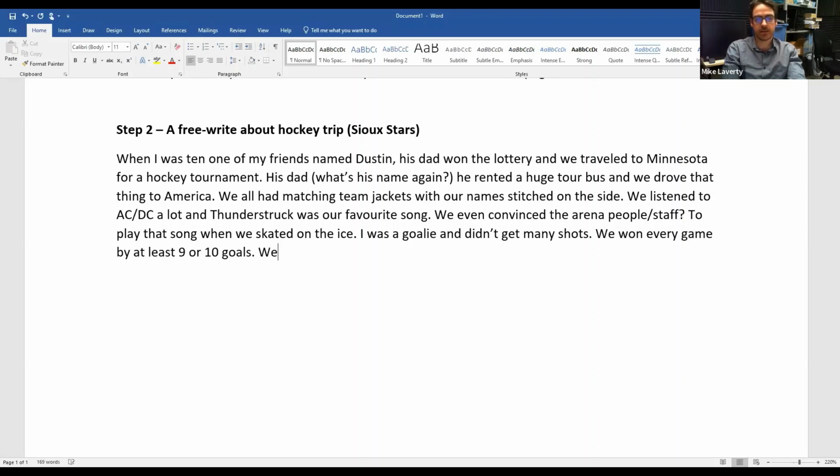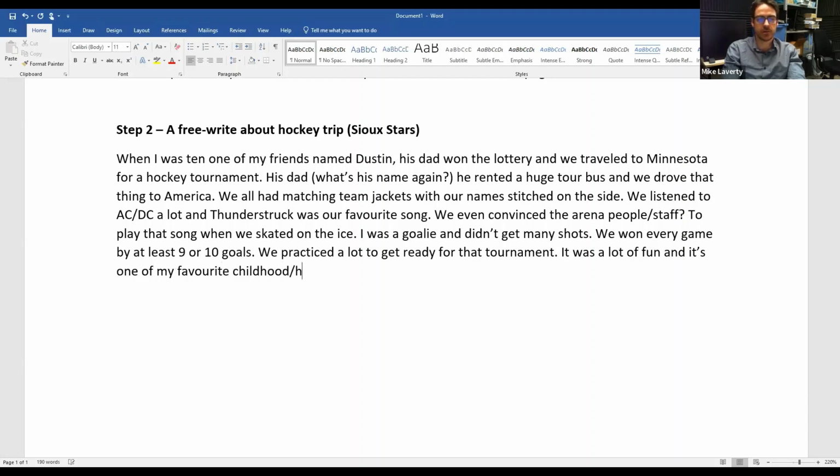We practiced a lot to get ready for that tournament. It was a lot of fun, and it's one of my favorite childhood hockey memories. We were the Sioux Stars.